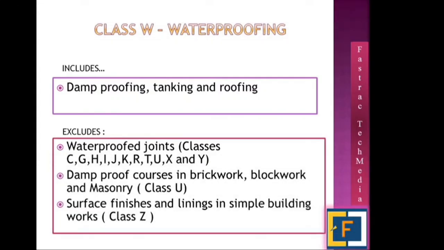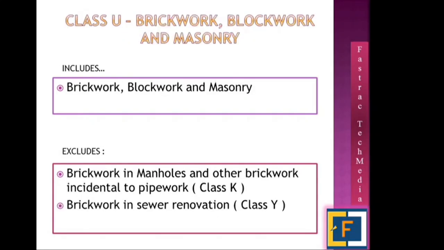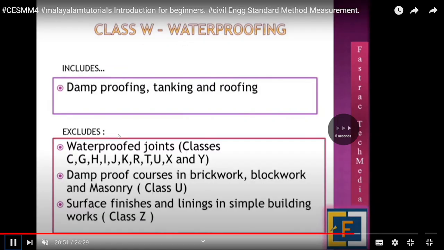Another class is class W, damp proofing, tanking, and roofing. So this is specifically for damp proofing and tanking and roofing work. And you have to refer around 14 classes to understand what is not in class W. Class V, W, X.